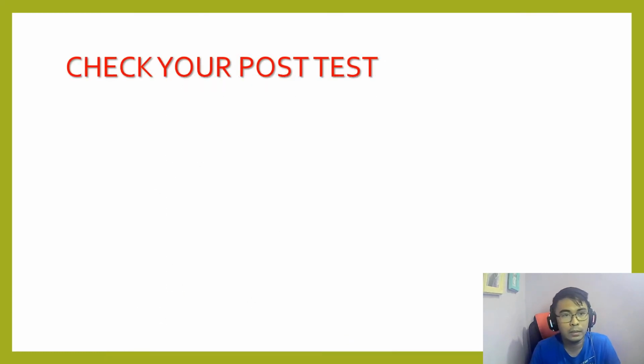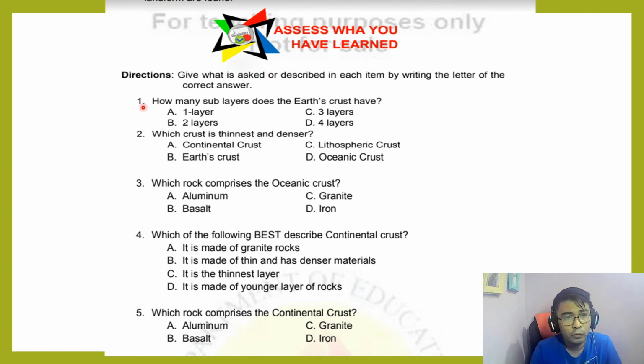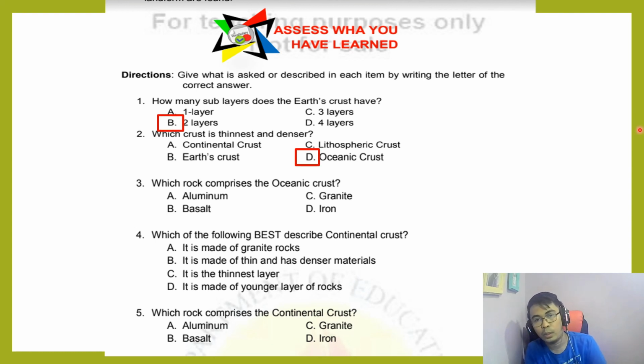Checking your post-test. So for the first question, how many sublayers does the Earth's crust have? We have 2. Okay? And that's the point of this module. We have 2. That's the oceanic crust and continental crust. Which crust is thinnest and denser? Thinnest, of course, letter D. That's the oceanic crust. When we say denser, that basically goes deeper, okay, or sinks.